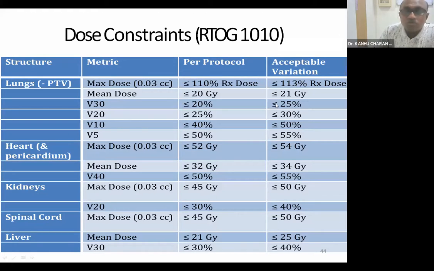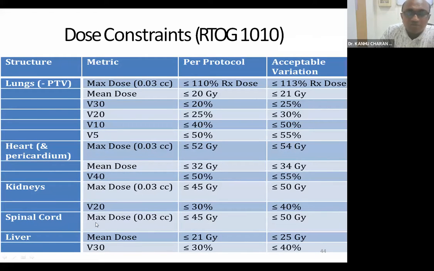For the heart, with lower esophagus and mid esophagus tumors, you will get heart dose. Maximum dose should be at 0.3 cc, 50 to 54 gray. Mean dose should be less than 30 to 34 gray, and V40 should be less than 50 gray, 50%. For kidneys, normal dose, V20 less than 30%, or you can keep it lower.